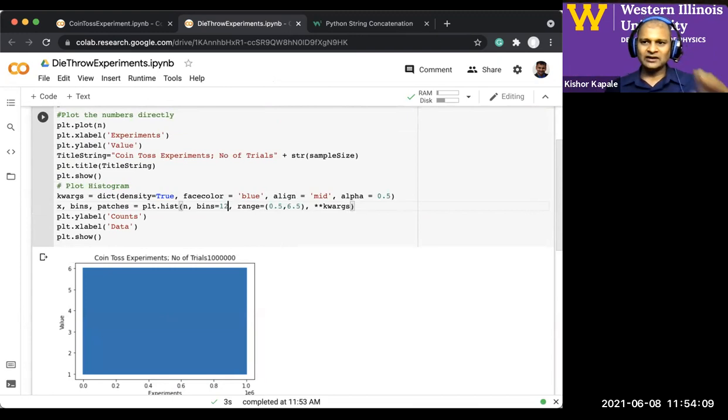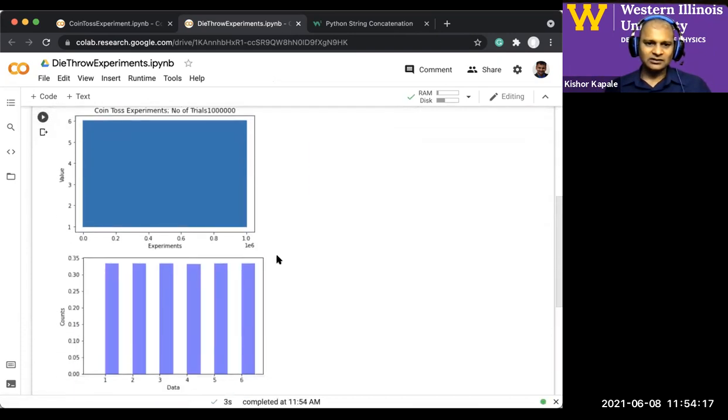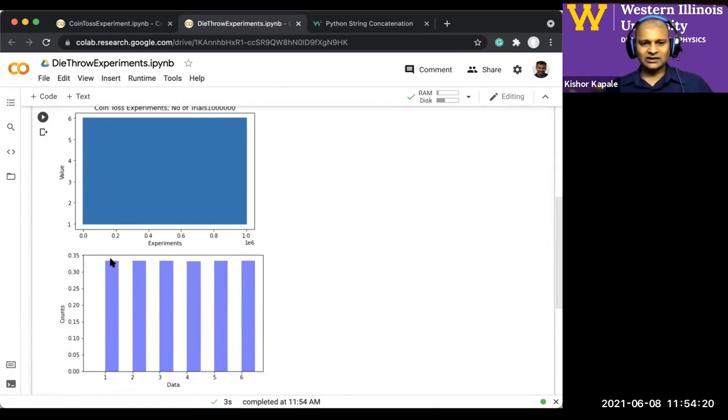Let's make it 12, so every other bin is always empty. When we do that, you can see the density becomes larger, right? Because there are some bins that are empty. So this density is a little weird quantity. It doesn't quite give you the value of the probability. We will do some experiments later on.